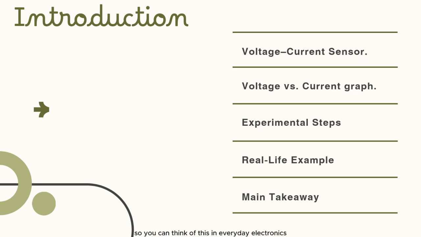You can think of this in everyday electronics, for example, like the wiring in your car or your house or even your phone. Lights and outlets are connected in parallel but still work independently, while others are connected in series and they depend on each other. So this experiment helped us to visualize those ideas, but on a smaller scale.